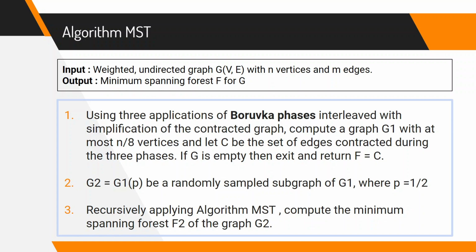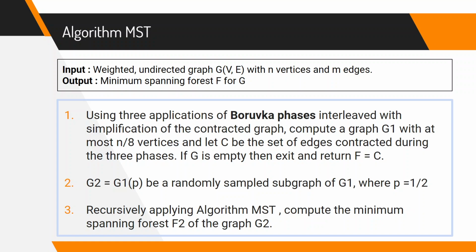Then let G2 be a randomly sampled subgraph of G1. Now we will be doing the random sampling that we just learned about, where p is equal to half. And then recursively apply algorithm MST, to compute the minimum spanning forest F2 of the graph G2. Now we have got a forest for the graph G2.